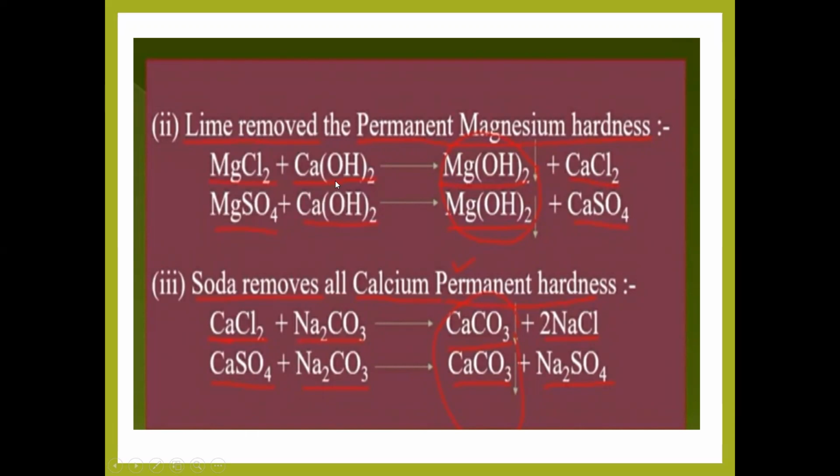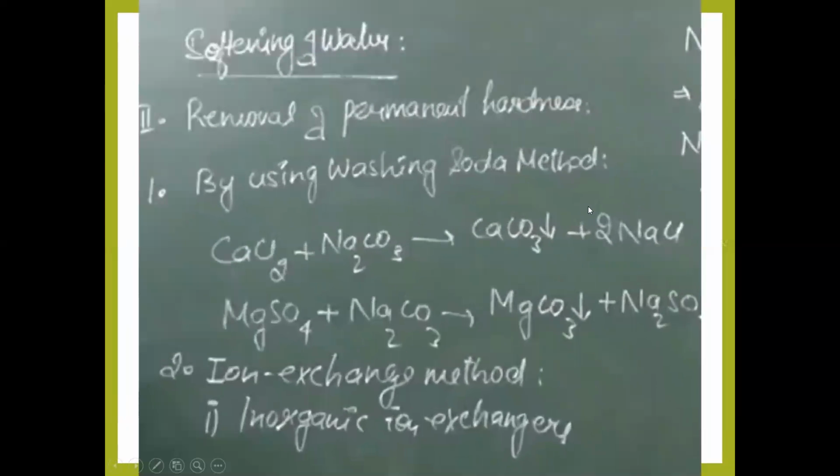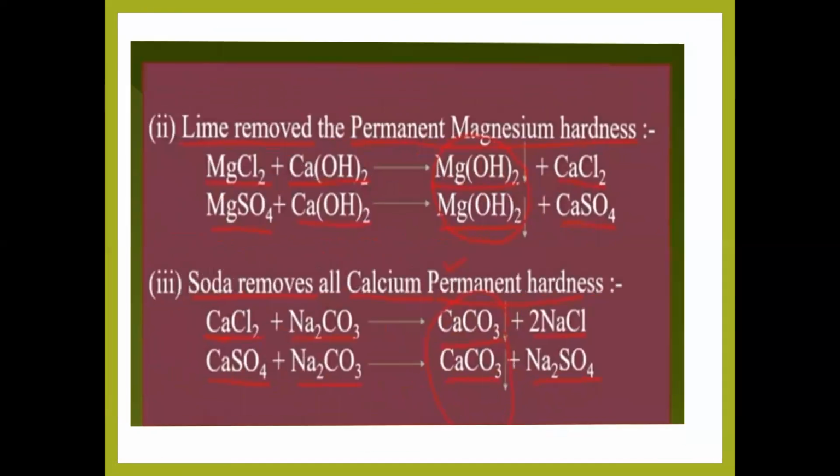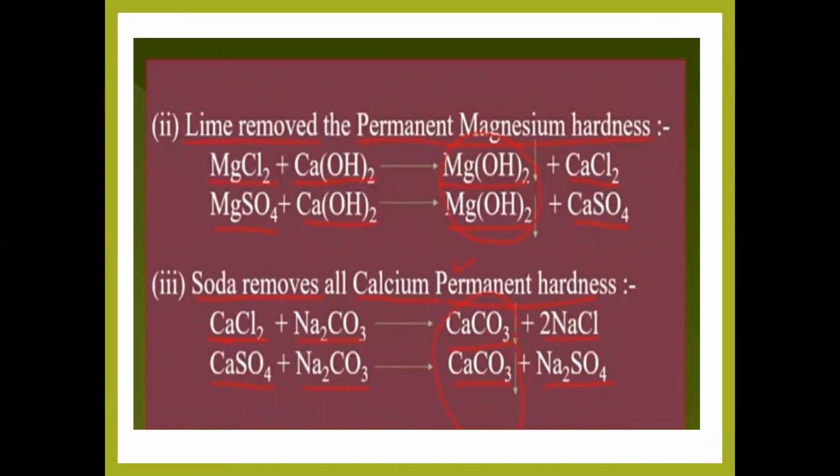If we add lime water to magnesium chloride or magnesium sulfate, it will remove the hardness of magnesium, but the water will still have hardness due to the presence of calcium chloride. When magnesium chloride reacts with calcium hydroxide, it converts into magnesium hydroxide, which is a precipitate and will settle down. But the other products are calcium chloride and calcium sulfate. So lime water can remove the hardness of magnesium, but it cannot remove the hardness of calcium.